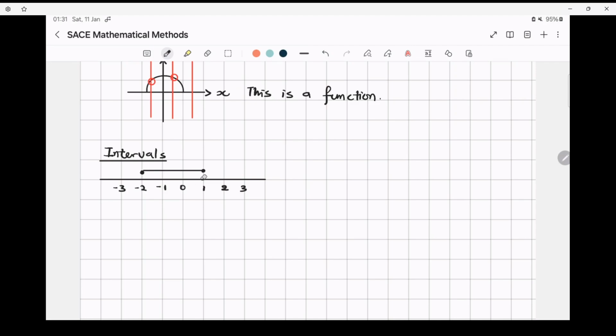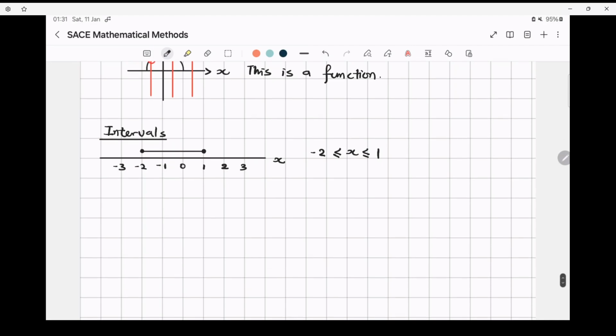So if you have this kind of image, this basically means you include the endpoints. So let's say this is x. So this is what we call the closed interval. A similar way to write it is using the square bracket, -2, 1.